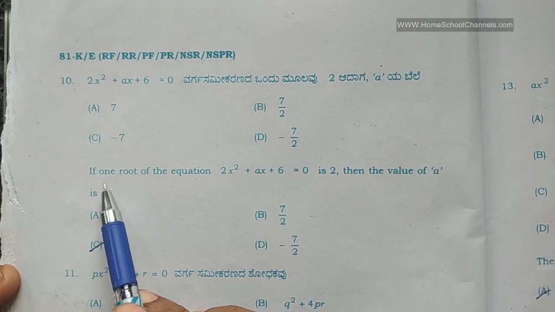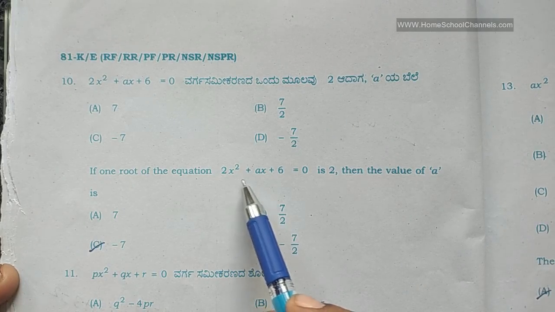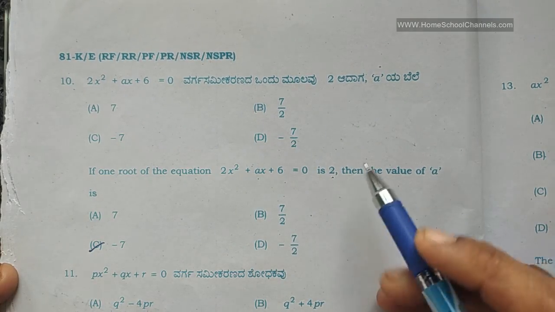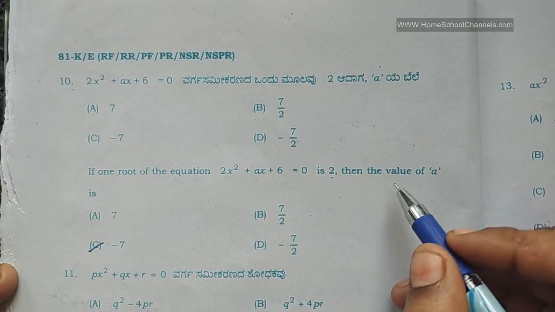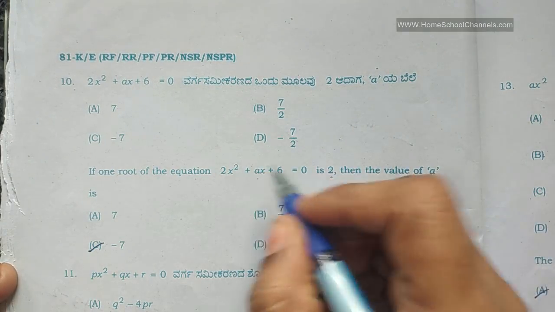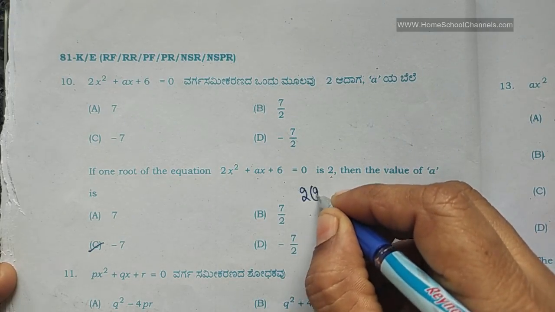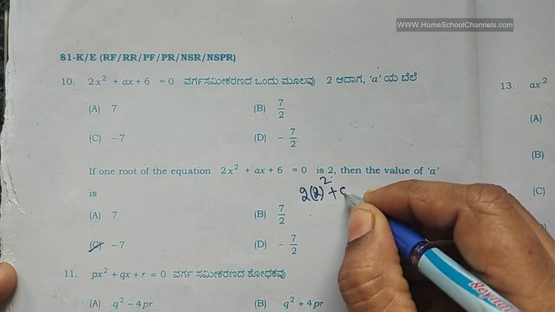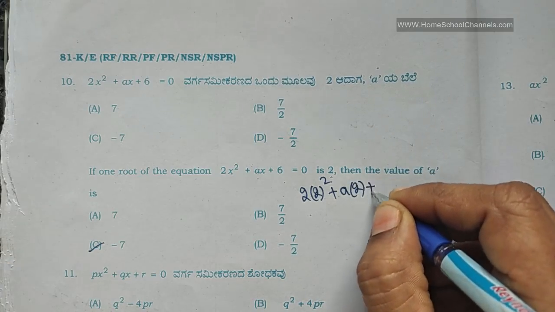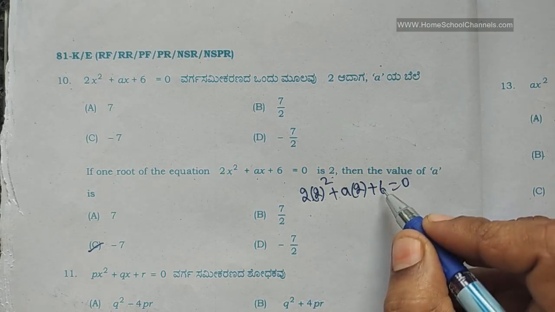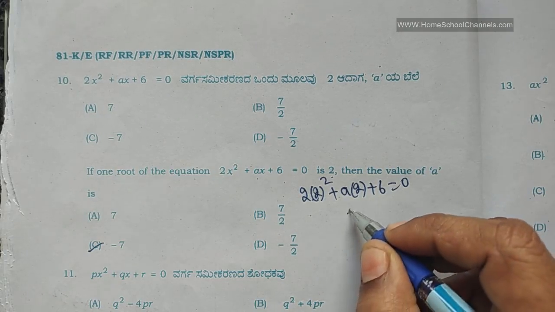10th one, if one root of the equation 2x square plus ax plus 6 equal to 0 is 2. One root already we know, we need to find the value of a. Substitute that value in the place of x. 2 into 2 whole square plus a into 2 plus 6 equal to 0. 2 2s are 4, 4 2s are 8. 8 plus 6 it will be 14.